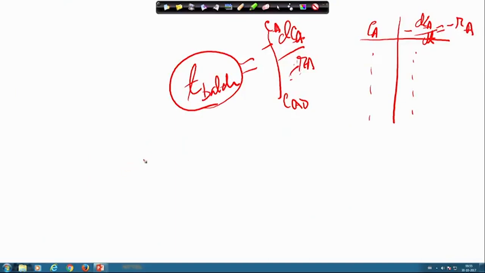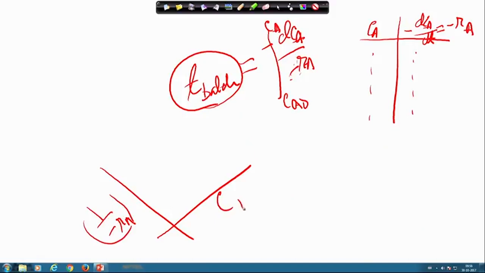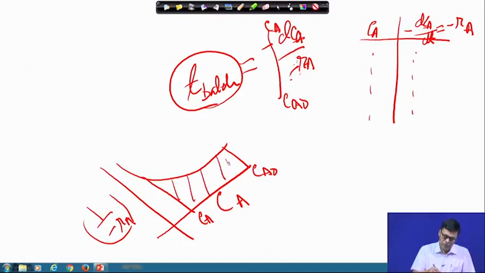So if we plot 1 by minus rA versus CA, we will get some plot like this, or this way or that way, whatever it is. Now, if you know the CA0 value here, and if you know how much of the CA should be converted, then the area under this curve gives you the time required for the batch process. This you can easily find out. Now, how can you calculate the area?